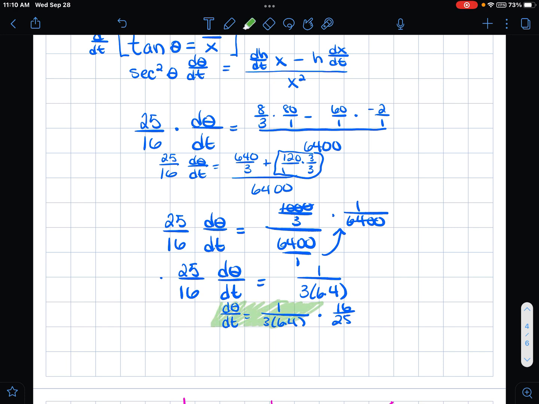Oh wait, we need to have some units. So what are the units? This is an angle measure. How are angles measured in trigonometry? They are measured in radians per second. Okay, that's it.